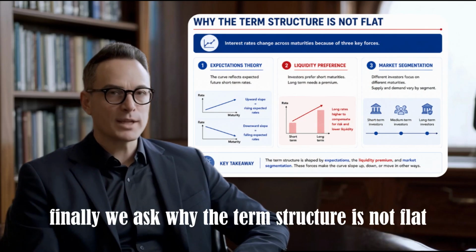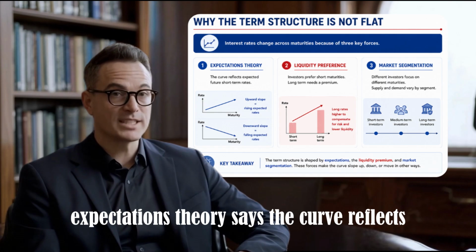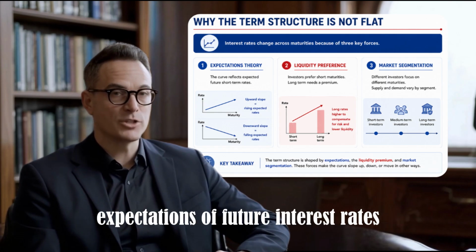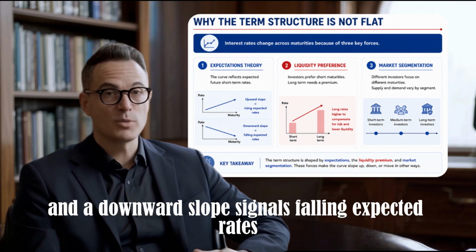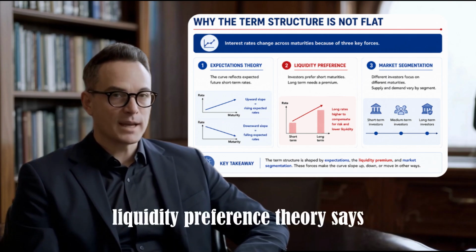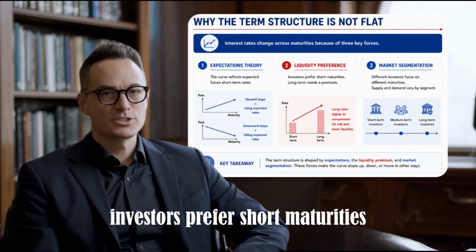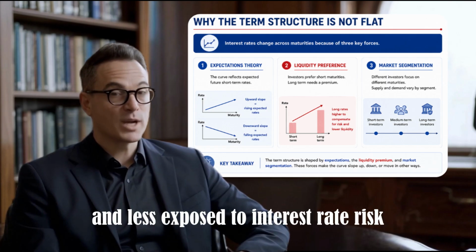Finally, we ask why the term structure is not flat. Expectations theory says the curve reflects expectations of future interest rates. An upward slope signals rising expected rates, and a downward slope signals falling expected rates. Liquidity preference theory says investors prefer short maturities because they are more liquid and less exposed to interest rate risk.